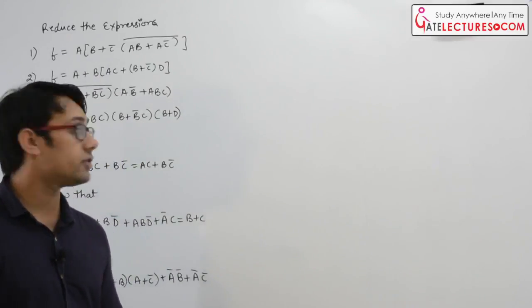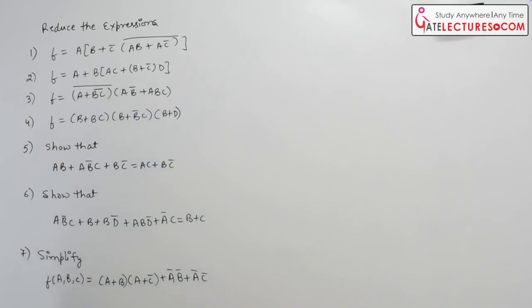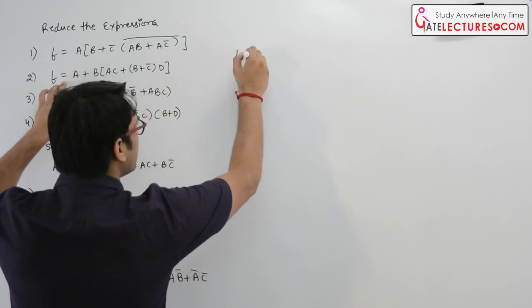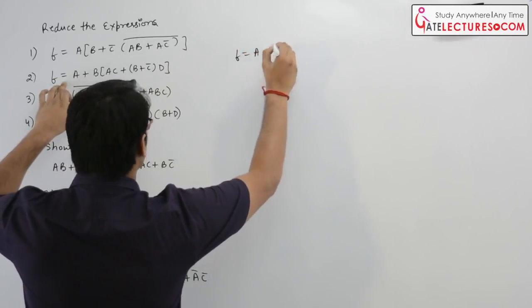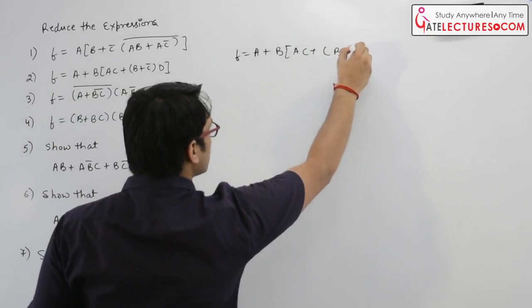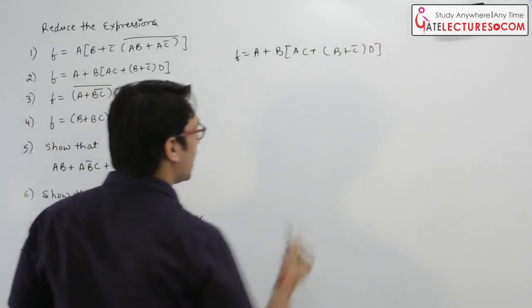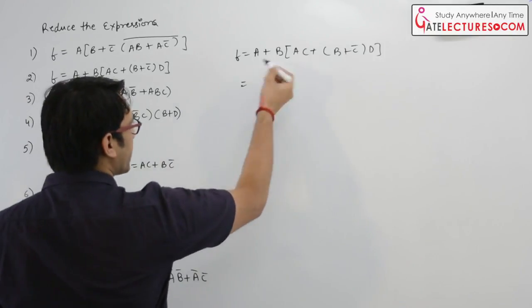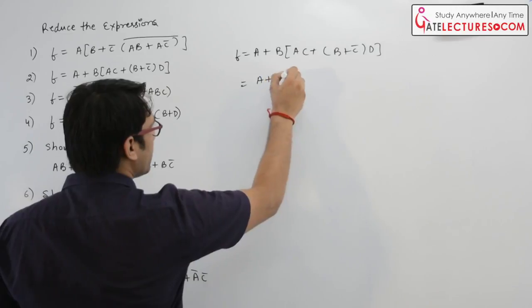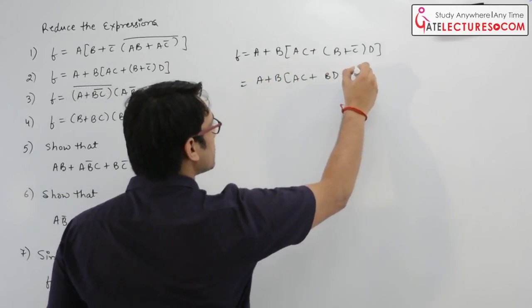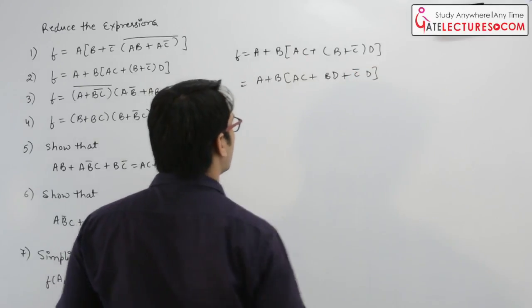In the previous session, we have solved the first question. Now let us try to solve the second question. It says, if we have the function f is equal to (a plus b) dot (ac plus b plus c complement d), we have to reduce this expression. So let us try to open this bracket. So we will get a plus b ac plus bd plus c complement d, right?